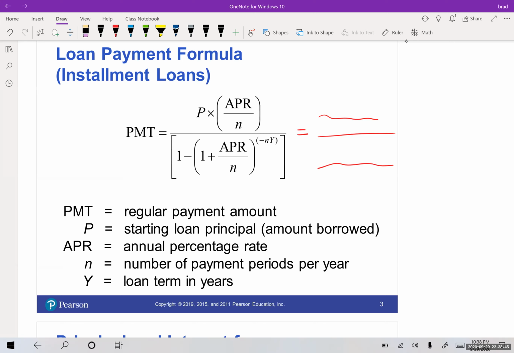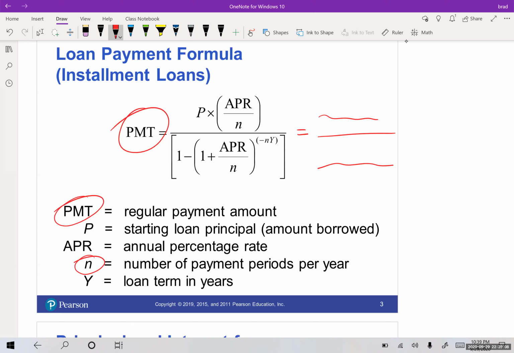So PMT is the regular payment amount. Whenever you see PMT in our formula, that means the regular payment amount. What we're trying to find out is how much our monthly payment is going to be. P is the starting loan principal, or the amount borrowed. It may be the amount invested, but for us, it's going to be the amount borrowed. APR is the annual percentage rate. We kind of know that as rate. And then N is the number of payment periods per year.